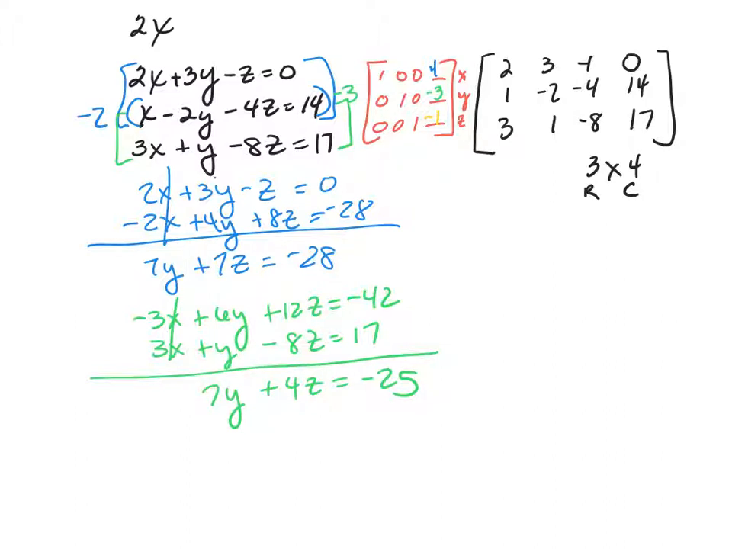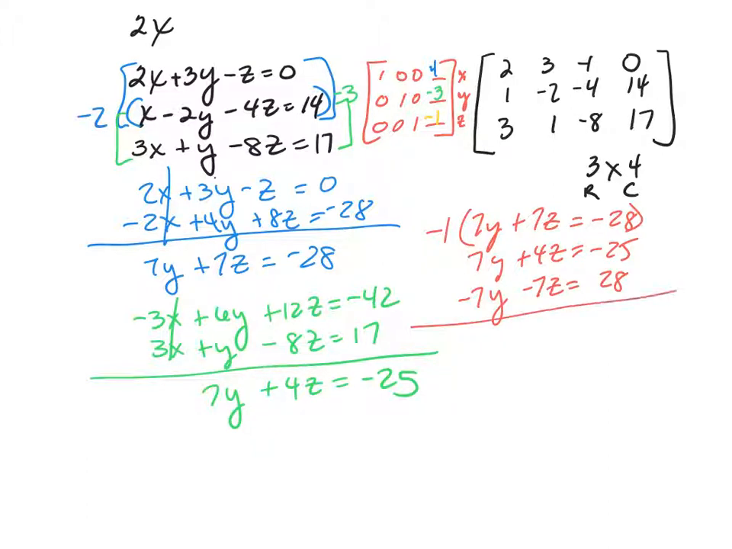So we have 7y plus 7z equals negative 28, and 7y plus 4z equals negative 25. If I multiply this by negative 1, I'll have negative 7y minus 7z equals 28. When I add those two together, the y's bite the dust.